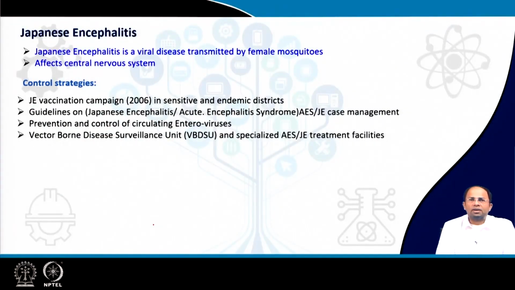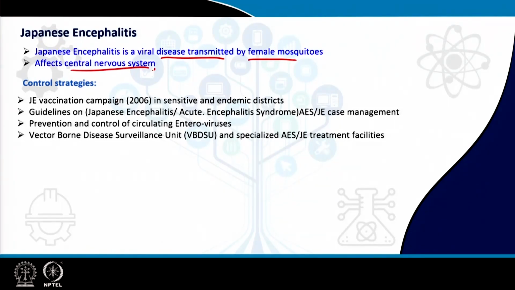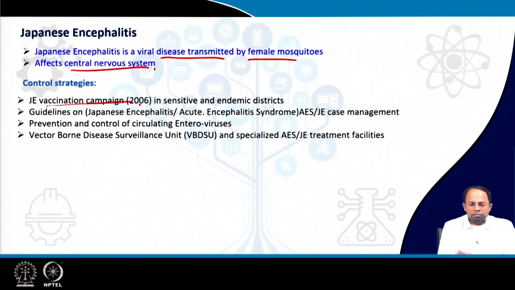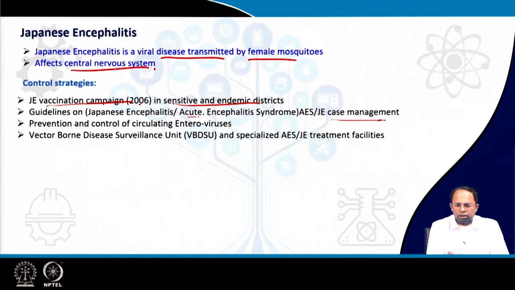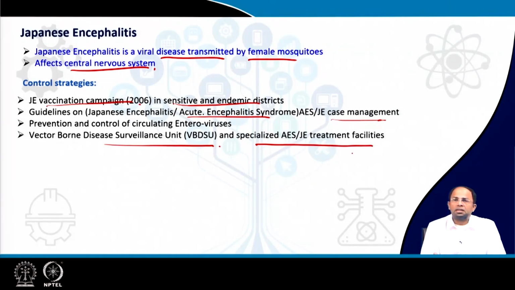Then Japanese encephalitis is a viral disease transmitted by female mosquitoes. This disease affects the central nervous system, and for this we have conducted a vaccination campaign starting from 2006, particularly in sensitive and endemic districts of the country. For case management of both acute encephalitis syndrome and Japanese encephalitis, there are detailed guidelines which can be utilized for treatment of patients. Vector-borne disease surveillance units and specialized treatment facilities are created for dealing with this kind of disease.